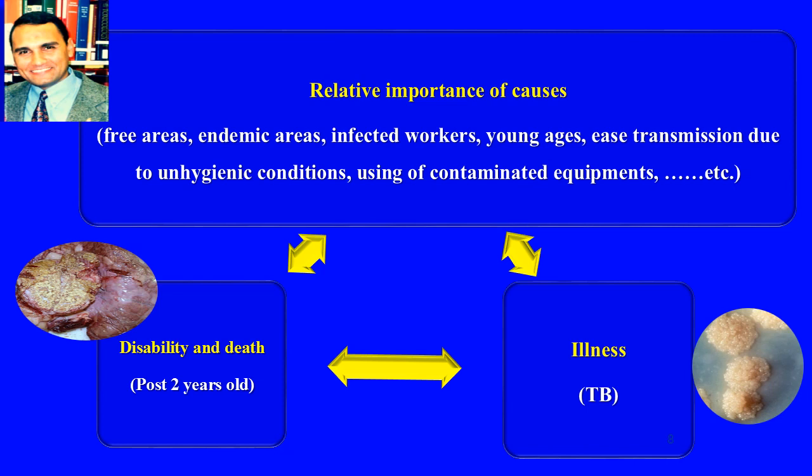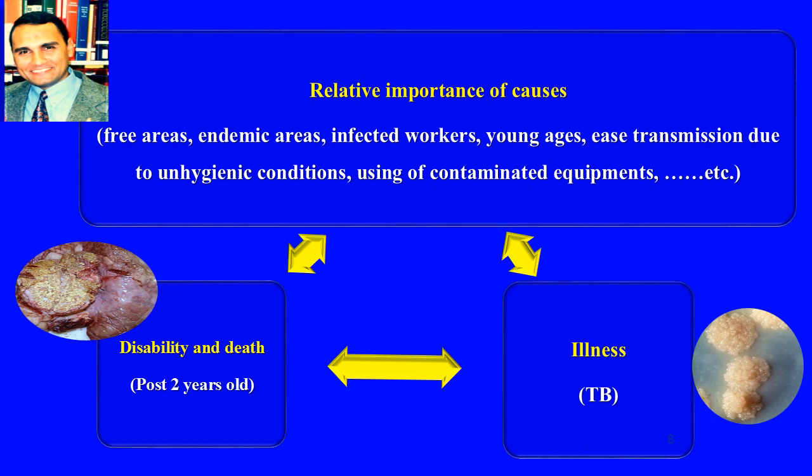Where is it occurring? This disease could occur in free areas due to the introduction of an infected animal, and in endemic areas after reopening of a sequestrum in an infected animal, or through infected workers who transmit the tubercle bacilli to a farm or to the neighbors. Young animals are more susceptible to take the disease, which then appears in chronic stages after 2 years in the case of animals.